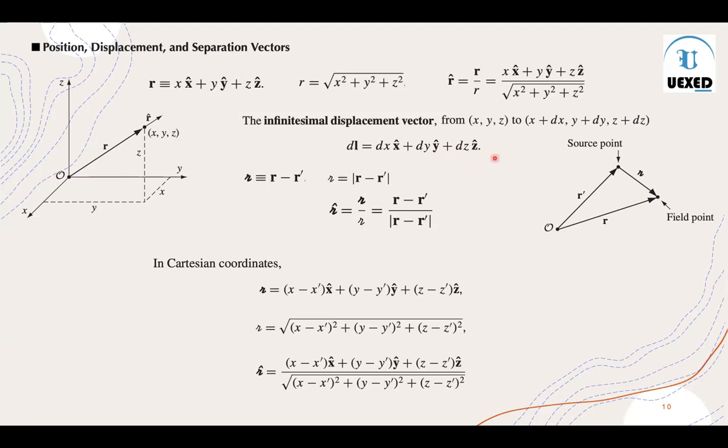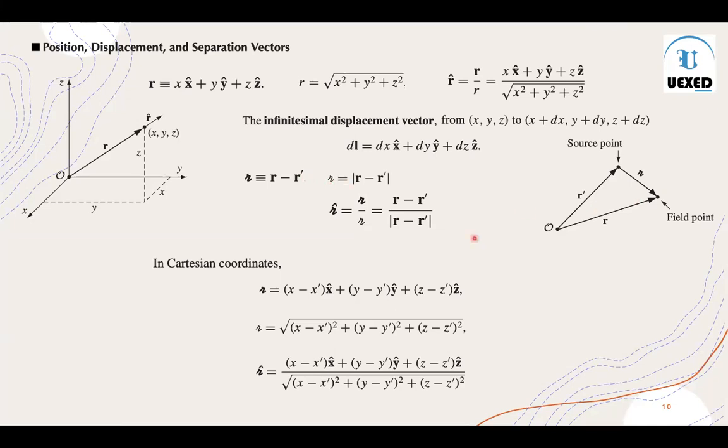Okay. And then by using this, in three dimensions, we can write the displacement vector, a curly r, as equal to vector r minus vector r prime.